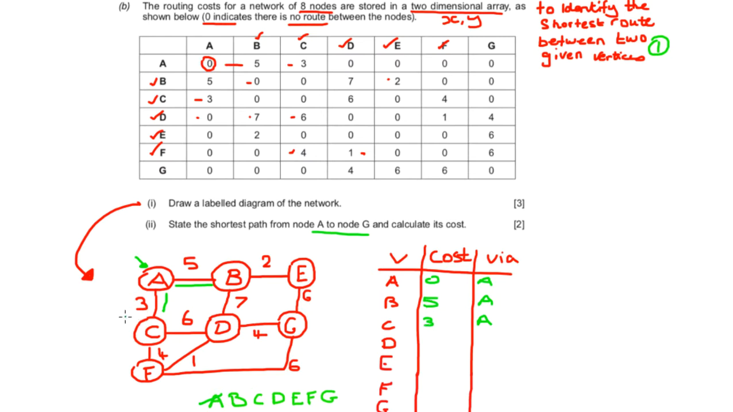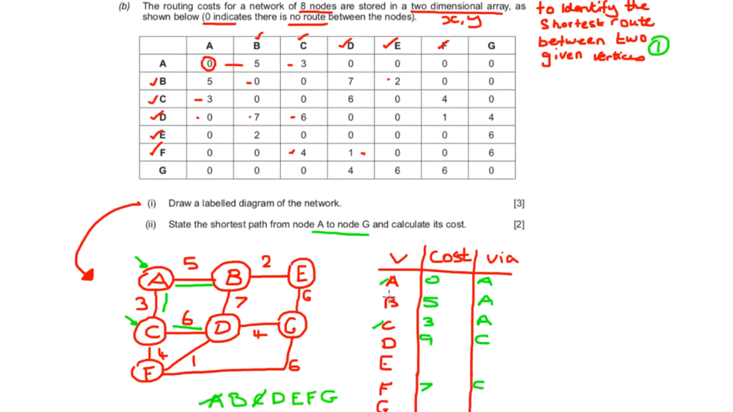I then look in my table to see which vertex has the lowest cost, and that is C at a cost of 3. C can get to D for a cost of 6 plus the 3 previous to get from A to C. That's a cost of 9. I can also get to node F for a cost of 4 plus the 3 previous for a total cost of 7, all via C. Once I've done that, I can check off C as a visited node.